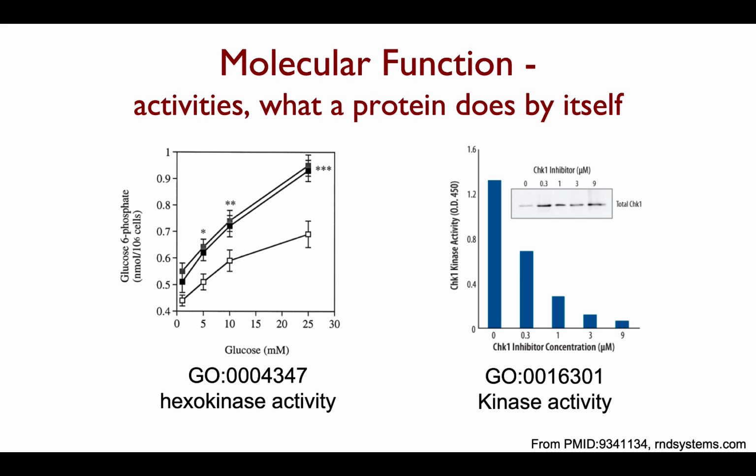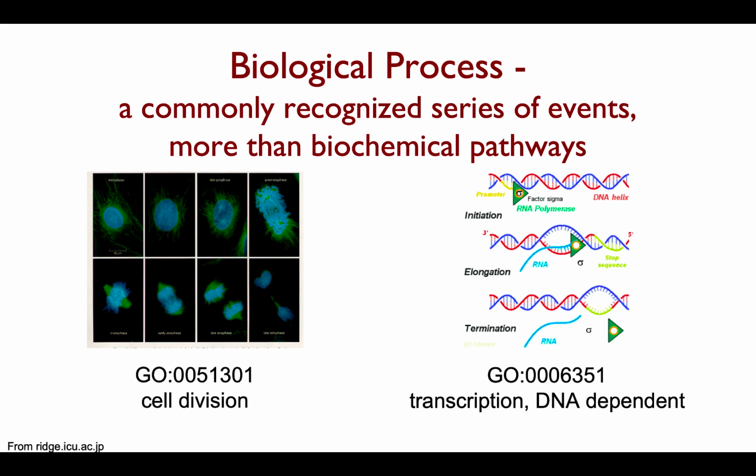For each of these three aspects, if you define them, molecular function is referring specifically to activities or what the protein is doing, and this is shown by different kinds of data, and each of them will have their own term, so there are some more broad terms and some more specific terms. So this is hexokinase activity, very specific, versus just kinase activity. And then for biological process, this is a series of events. It's more than just biochemical pathways, so it could also be referring to something like cell division. It could be referring to transcription, and it can also be referring to things that occur at the cellular level.